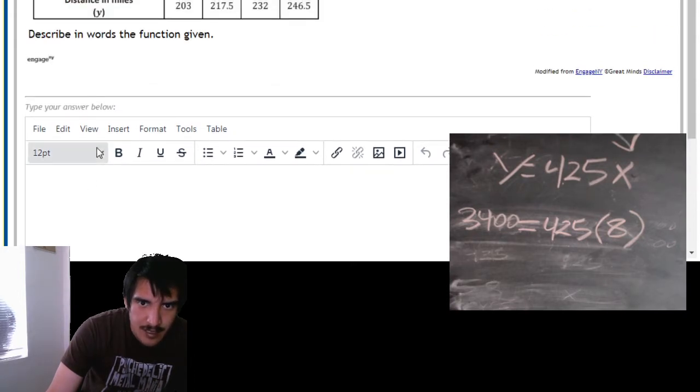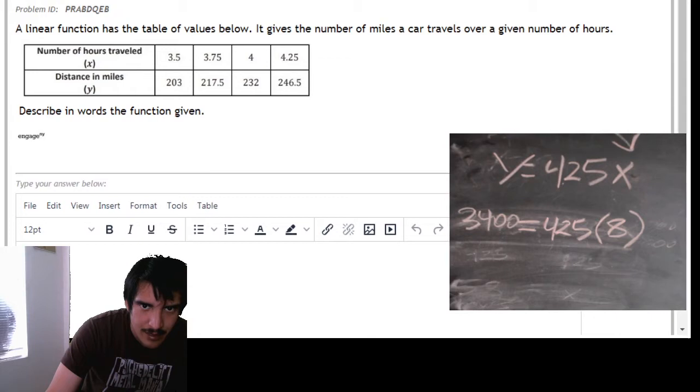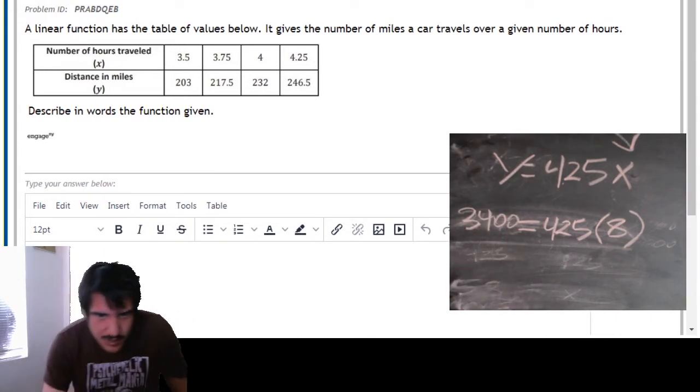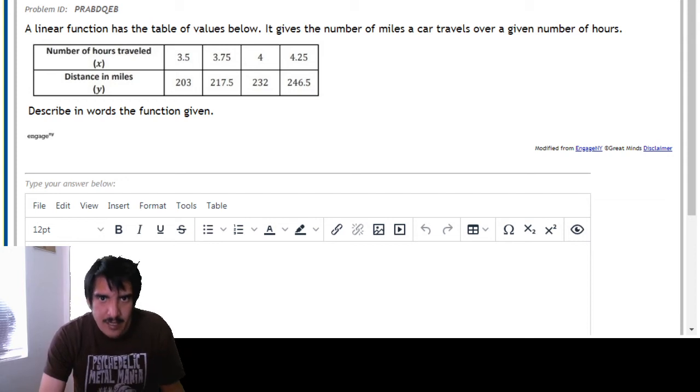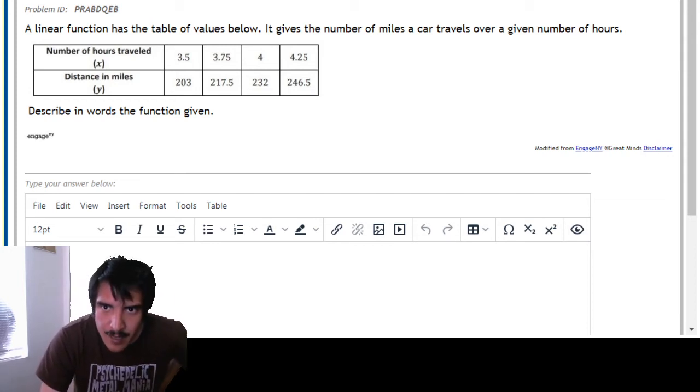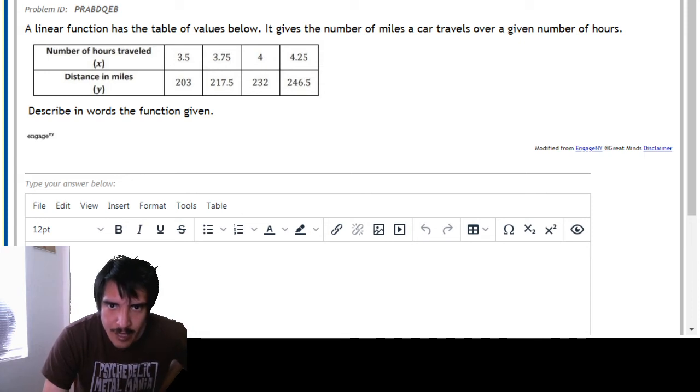So let's look at the function. The linear function has the table of values below. So let's look at this table of values that you cannot see very well. There you go. And let me just close that. It says a linear function has the table of values below. It gives the number of miles a car travels over a given number of hours.